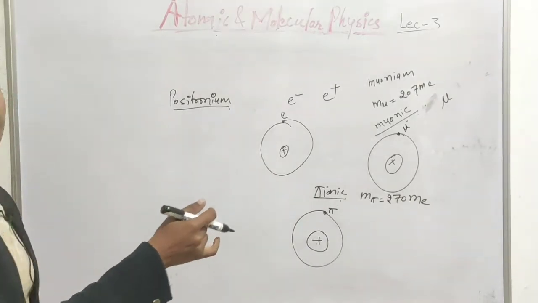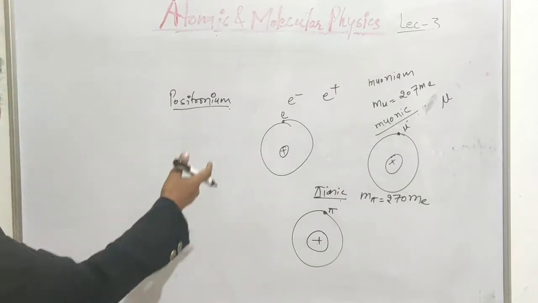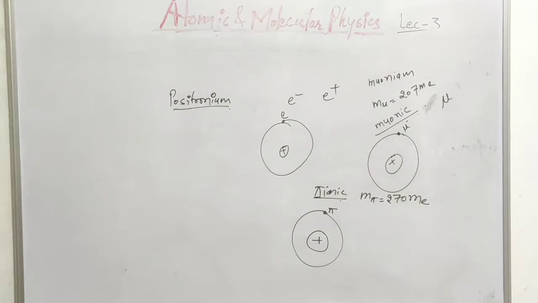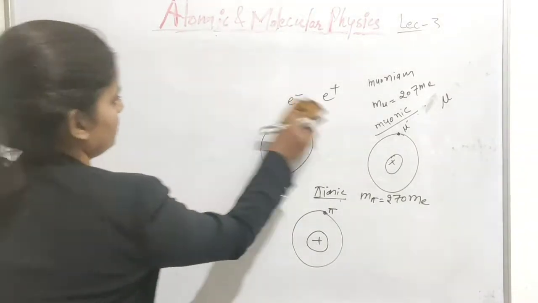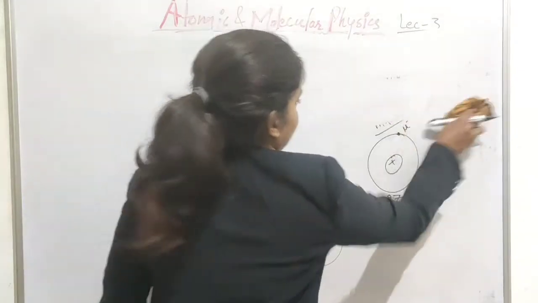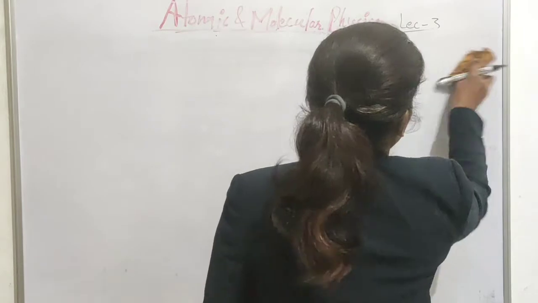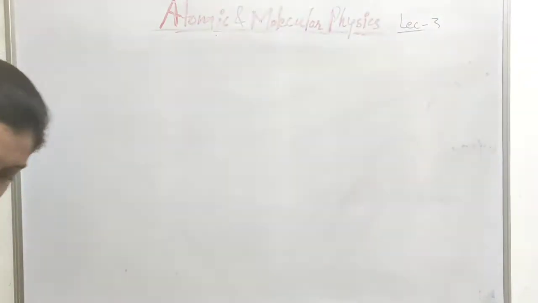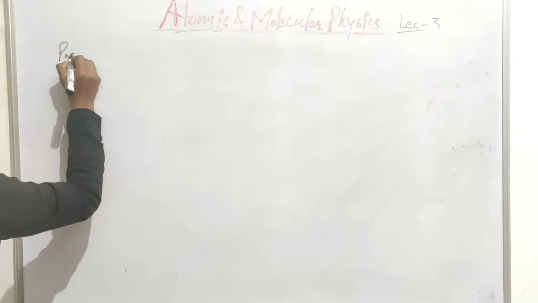So we will calculate the value of radius, velocity, energy, frequency, and time period for these systems separately, because these systems are important from the perspective of the exam. So let me write these in a tabular form, starting with the positronium atom. Let me write first for positronium.